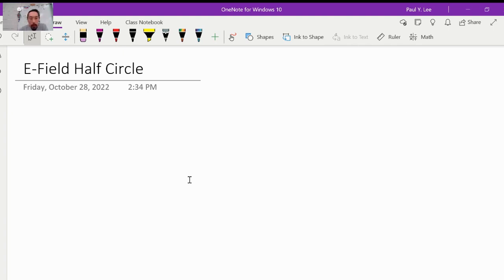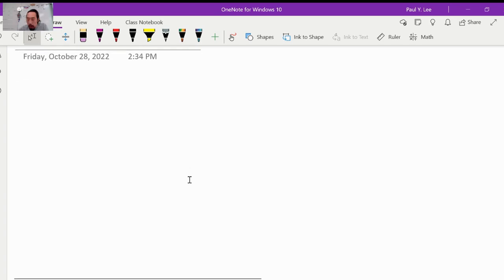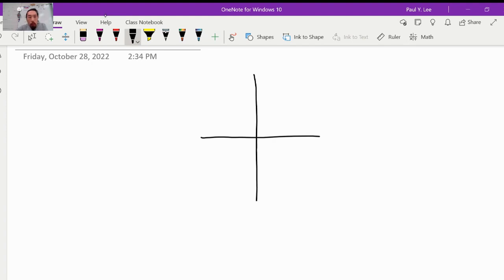All right, let's begin. So the first thing I want to do is draw a quick little sketch of a charged half circle. So let's draw our coordinate plane first. This will be our x-axis. This will be our y-axis. Let's draw a semicircle here, a semicircle there. Great, now we have a half circle. And we'll just call this half circle a positive Q half circle.